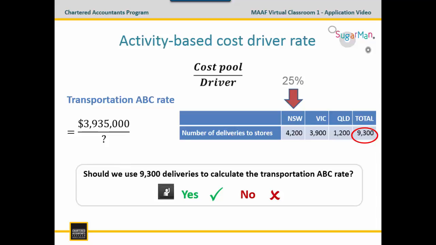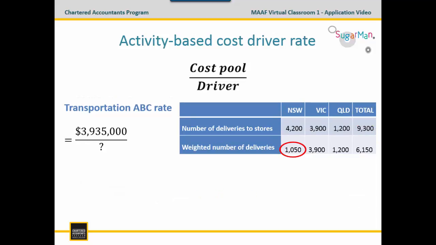The reason is that due to the shorter distances traveled to New South Wales stores, the charge is 25% of that of interstate deliveries. That means the activity cost for New South Wales is less. Therefore, we need to adjust for this. Here you can see that we have reduced the weighting down to 25% of the original number to reflect the differences in activity levels between New South Wales and the interstate deliveries. This gives 6,150 weighted deliveries.